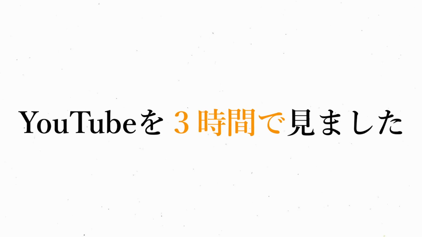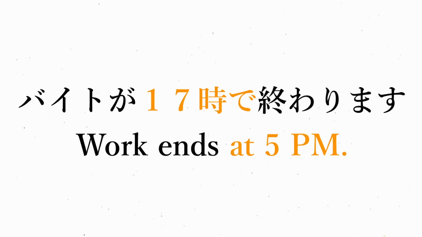This also works for time as well, specifically amounts of time. YouTubeを3時間で見ました. I watched YouTube for 3 hours. This is kind of like saying I watched YouTube utilizing 3 hours. The other use of de is for limits of time. バイトが17時で終わります. Work ends at 5.